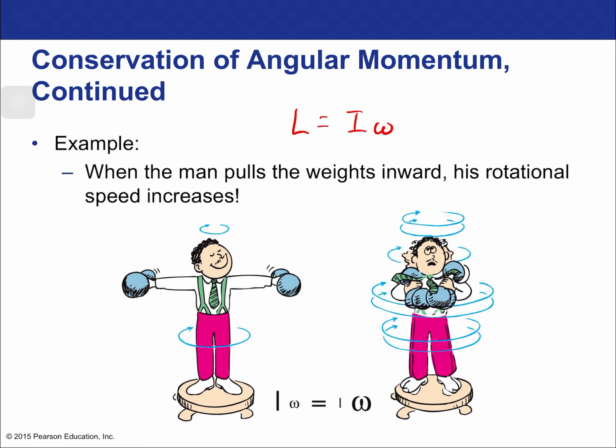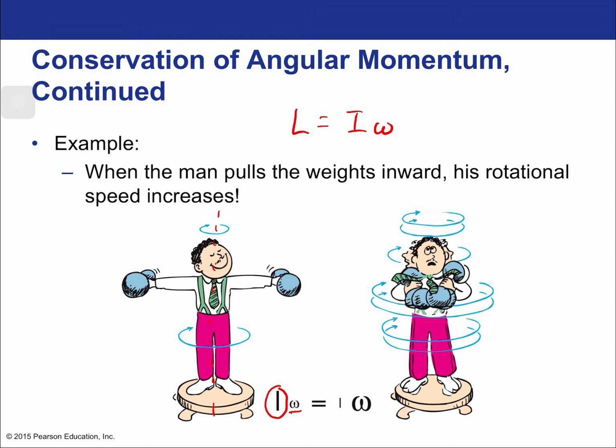Why is that? Well, initially he had a large moment of inertia because it was difficult to rotate him. He had a lot of mass far away from his axis of rotation. Remember, that's the way to think about moment of inertia. The more mass far away from the axis, the bigger the moment of inertia, I. Thus, his omega was relatively small. Okay? He was spinning at a slow rate.